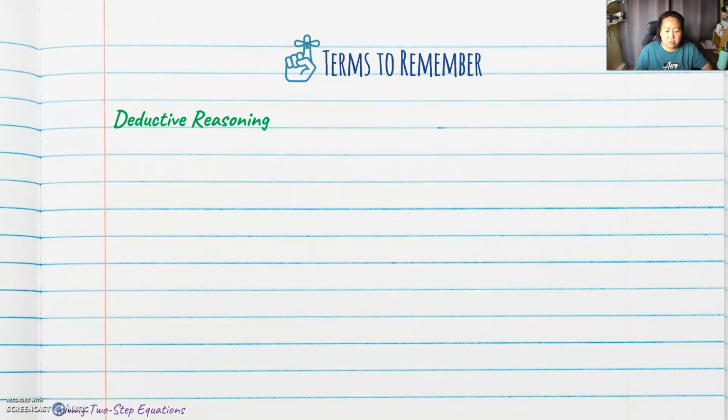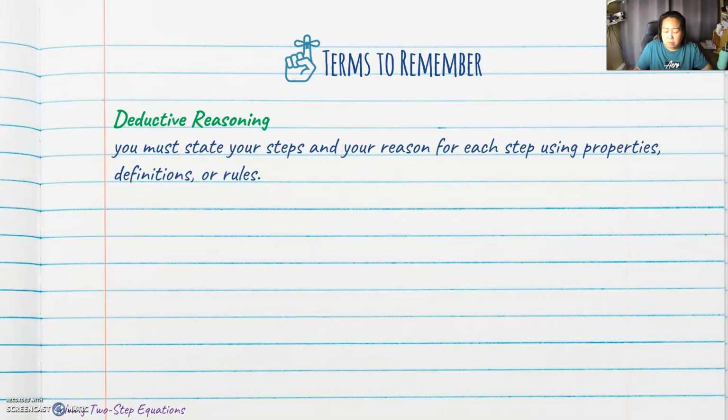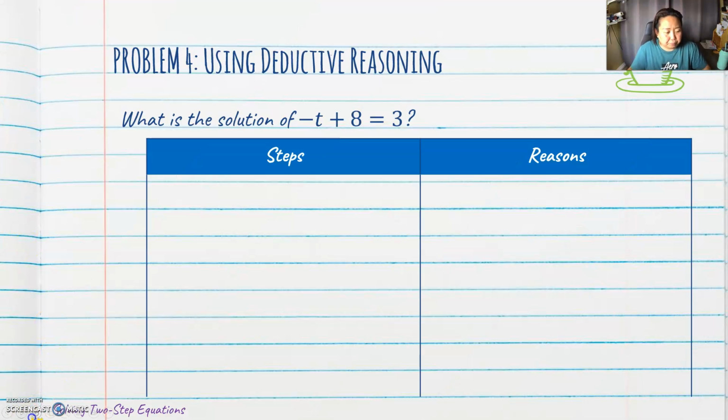I know that we have mentioned before that we have already encountered what we call deductive reasoning. And so when you are being asked to use deductive reasoning in showing your work for algebraic expressions, what you need to do is to state the steps and the reasons for each step that you are doing. You can use properties, definitions, or rules to justify what you did in the process, okay? So let's have an example here.